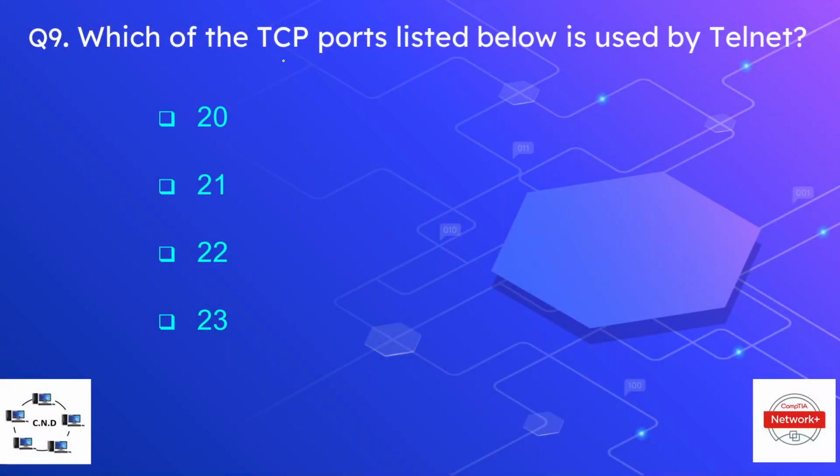Question number 9 is: which of the TCP ports listed below is used by Telnet? So Telnet is the unsecure version of SSH. SSH is secure while Telnet sends unencrypted or plain text data over the network. And the options are port number 20, 21, 22 or 23. And the correct option is 23. SSH uses 22 while Telnet uses port number 23.